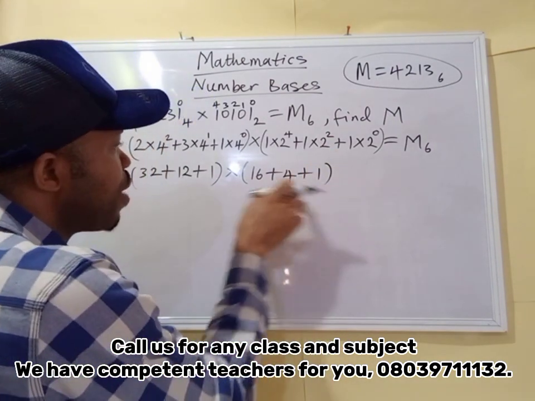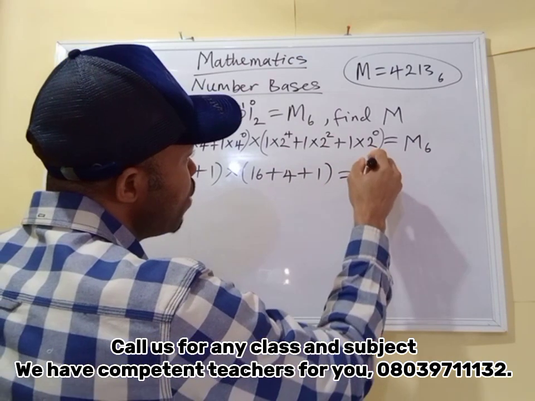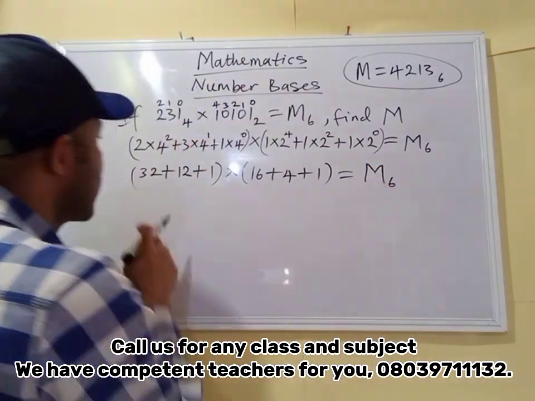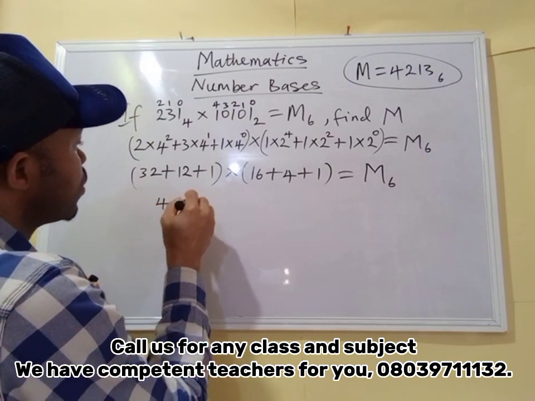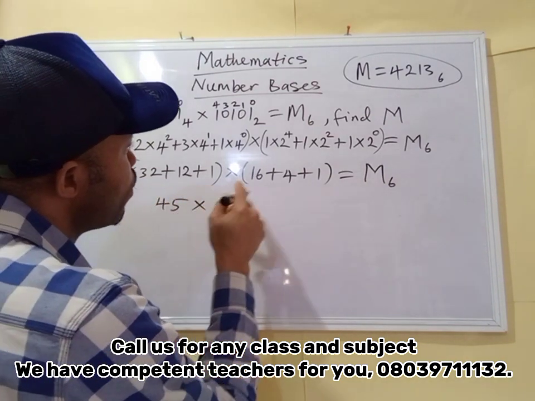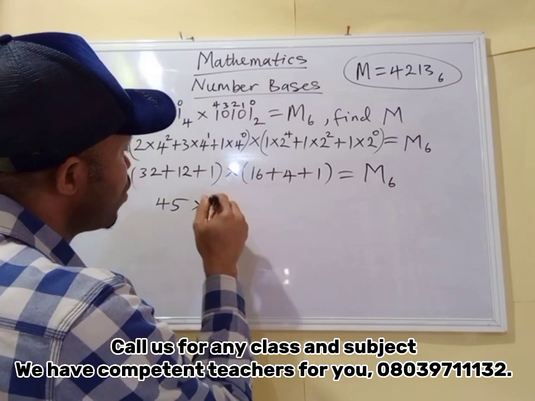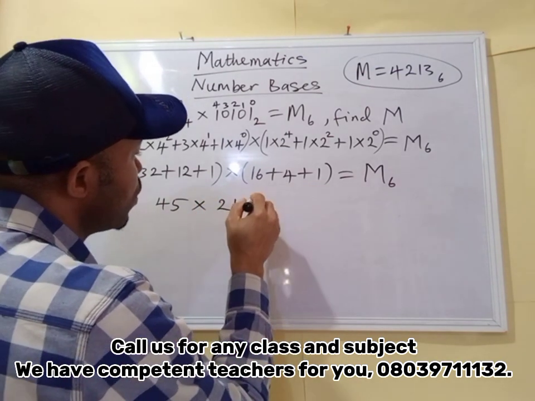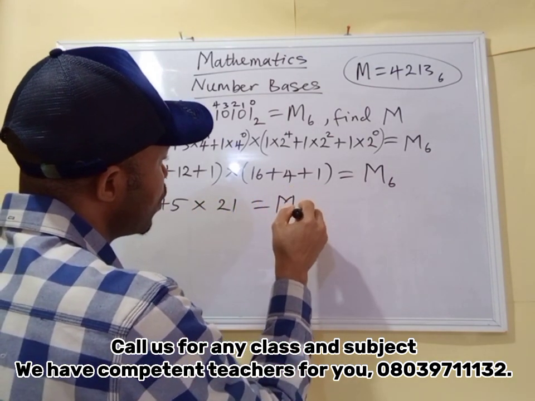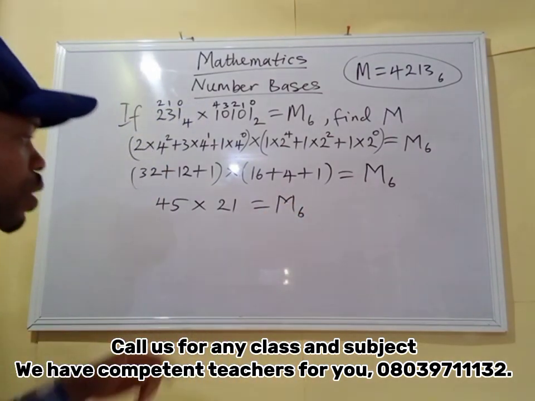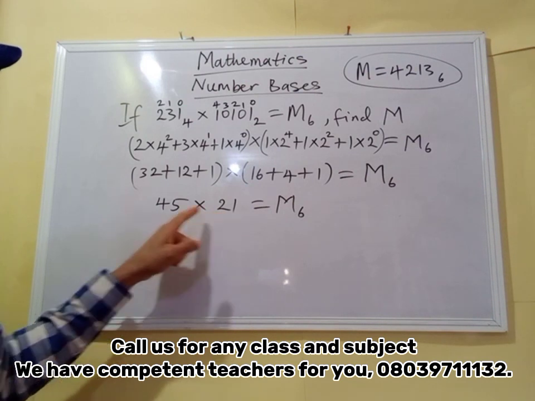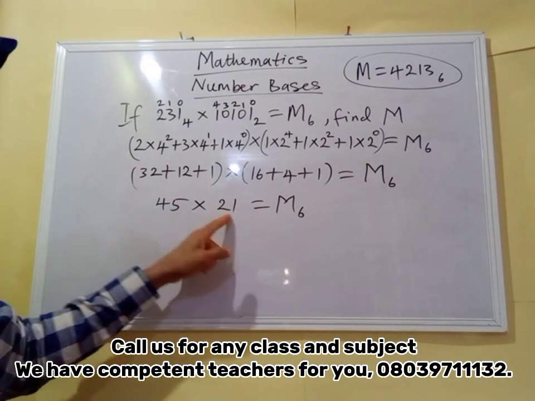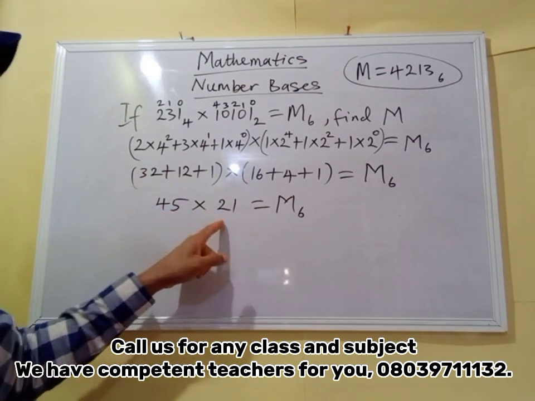So these are now in base 10, but the m is still in base 6. So we add this up, we have here 45 times 21 equal to m base 6. So what we do now is convert these individually to base 6: this 45 base 10, this 21 base 10. Convert them to base 6.